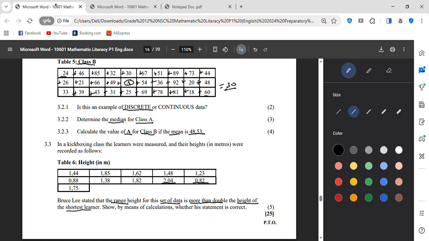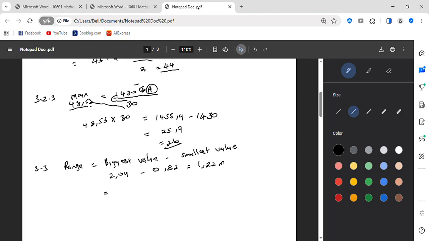So let's go to the next step. Let's look at the height of the shortest learner. The shortest learner in here, his height is the very same 0.82. Let's double it, because they say it's more than double. Times 2 is equal to what? It's 1.64 meter. Okay, it's 1.64 meter.